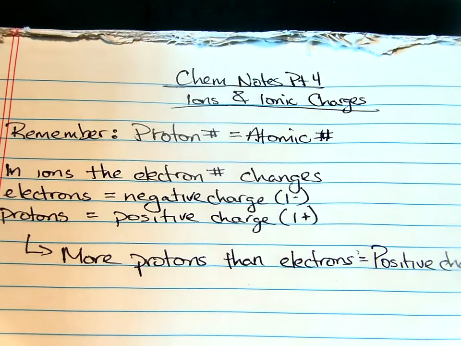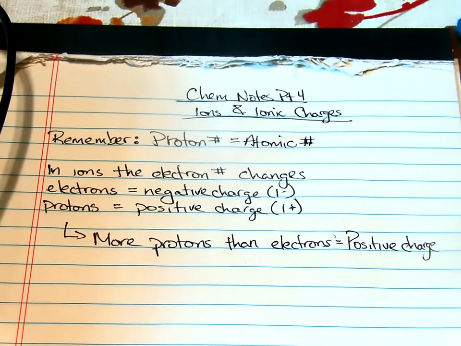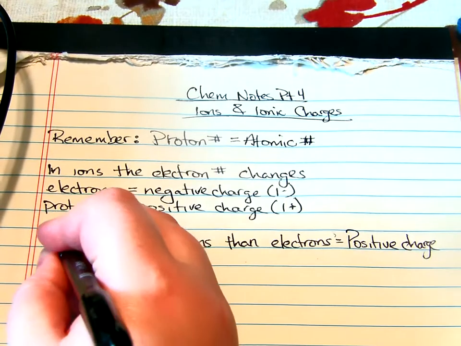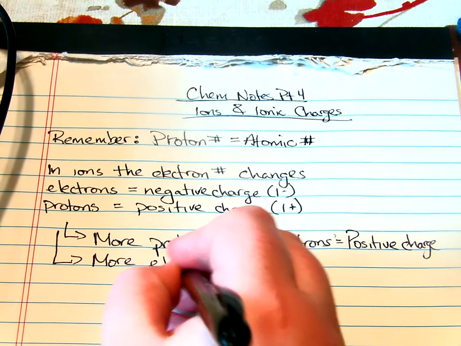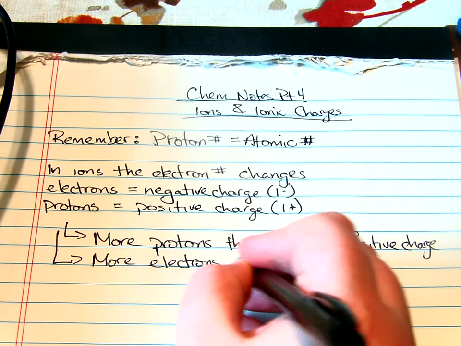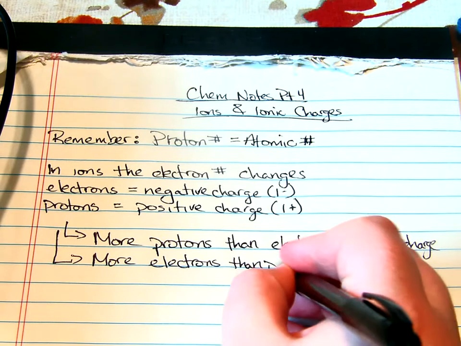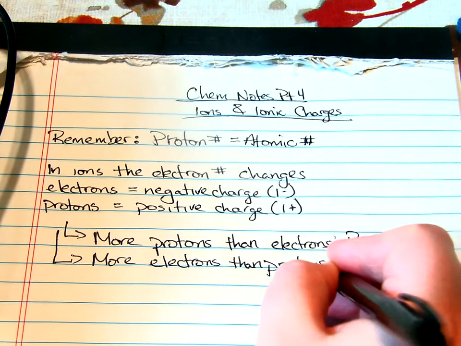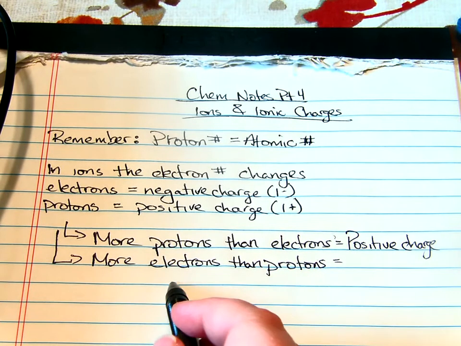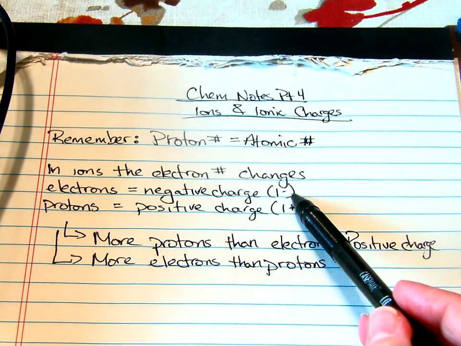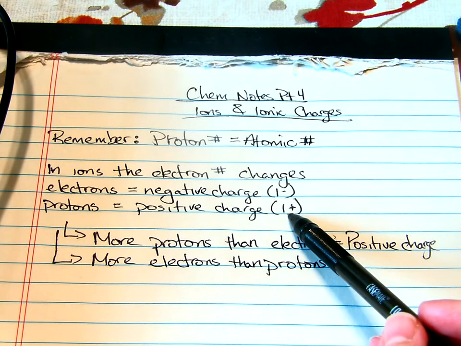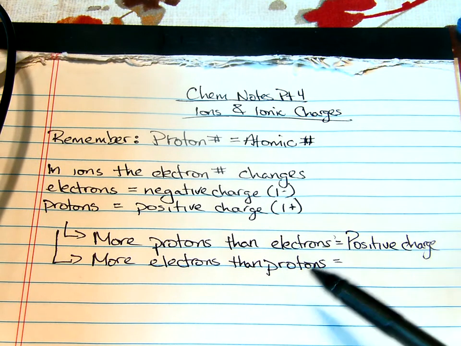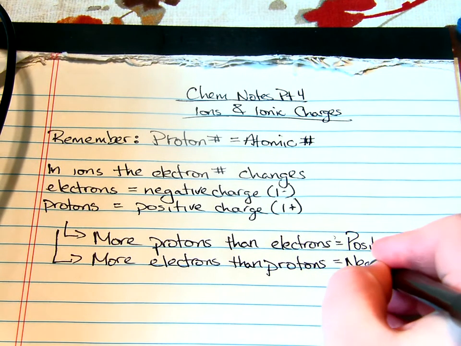Okay, let me zoom out a bit. Okay, but just as often I have more electrons than protons. So if I have more electrons, that means I have more minuses than I do pluses. And any minuses that aren't balanced out by a plus mean I'm going to have a minus charge overall. So this means I'll have a negative charge.